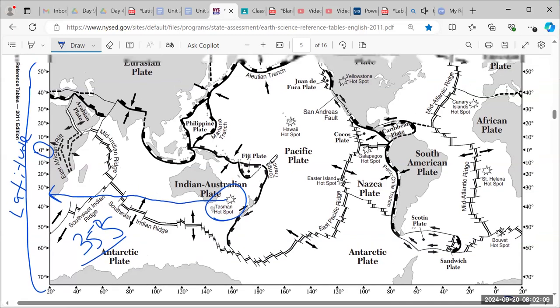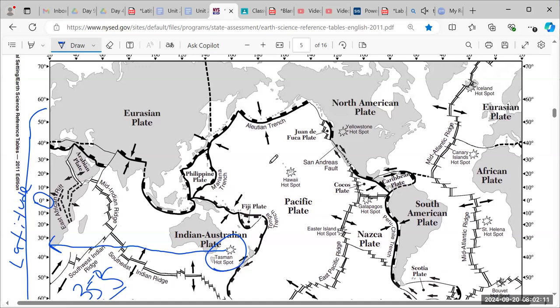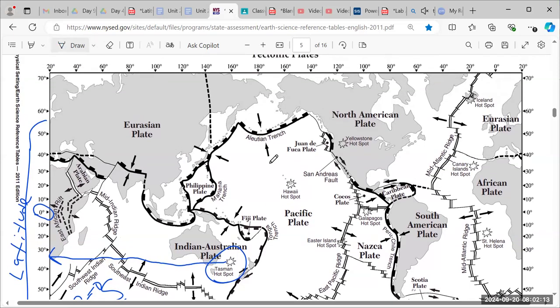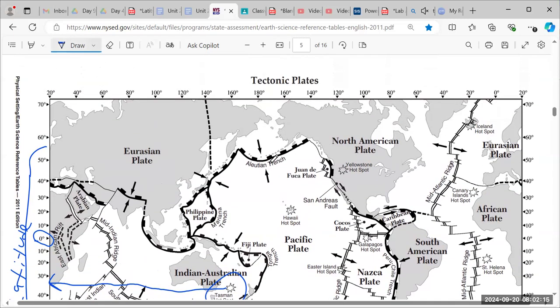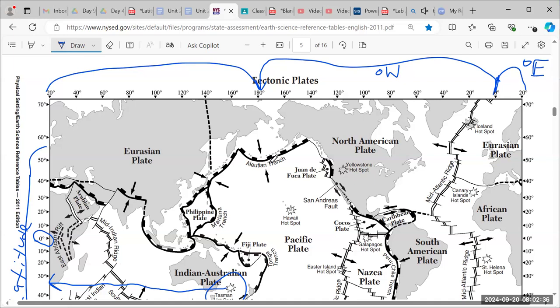Now we're going to look at longitude. Now remember in class, we learned that from 0 all the way to 180 degrees, this represents degrees west. All right, from 0 to the right, this represents degrees east. And from 180 to 20, this also represents degrees east.